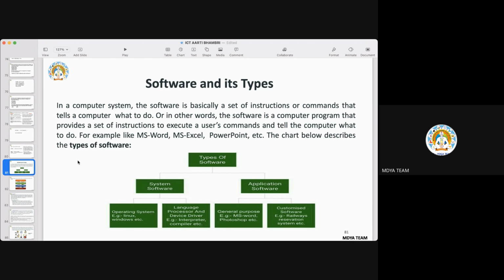So it is responsible for the resource allocation, where to store such programs and how to execute as per the need. So operating system and utility software, they are the two major categories of a system software, you can say. So the examples are given here: operating system, Linux, Windows, Android, so many, and language processor and drivers.